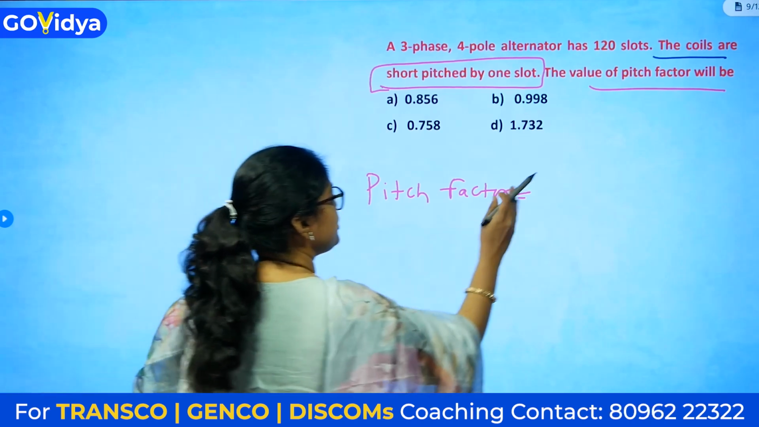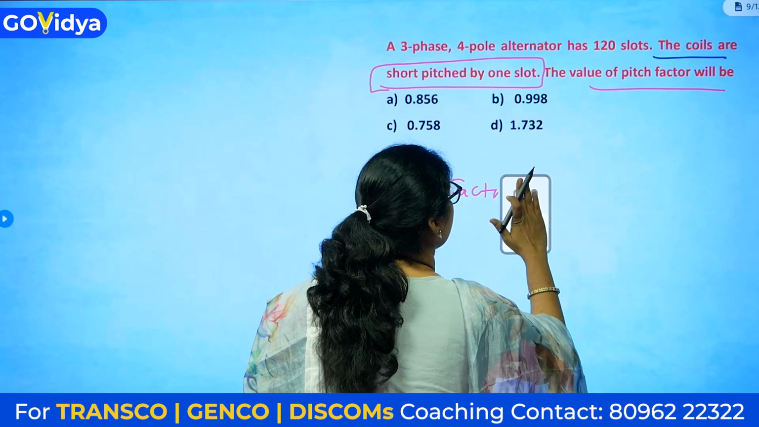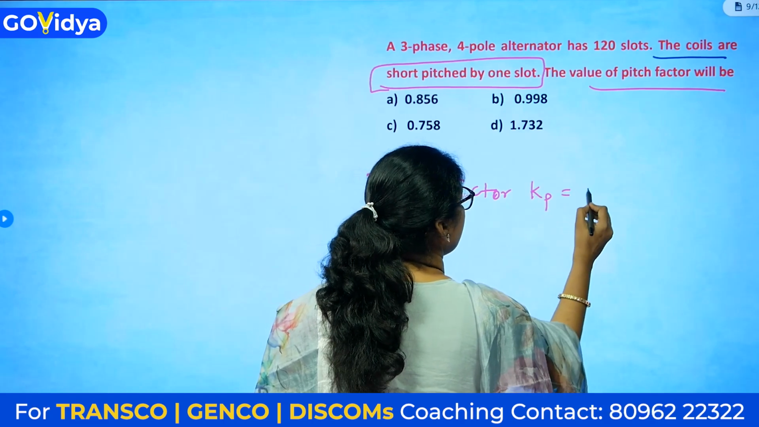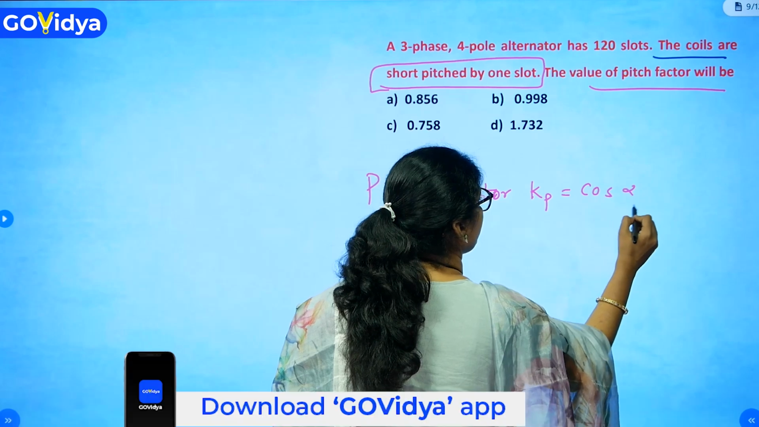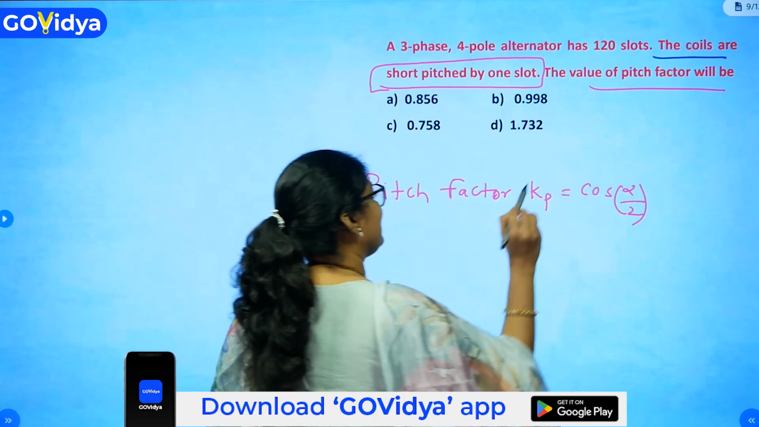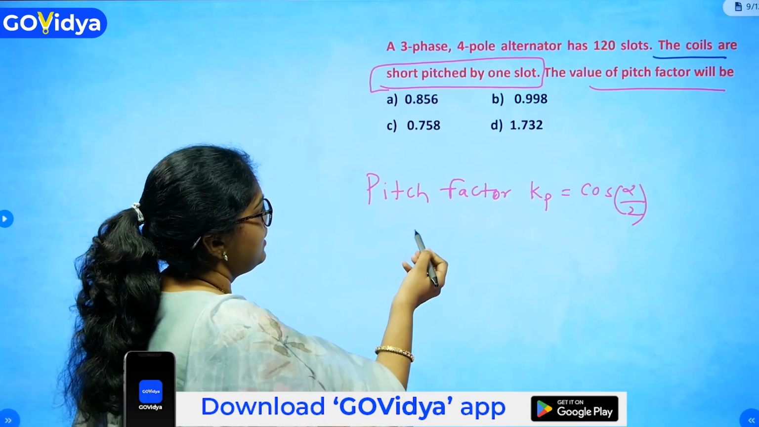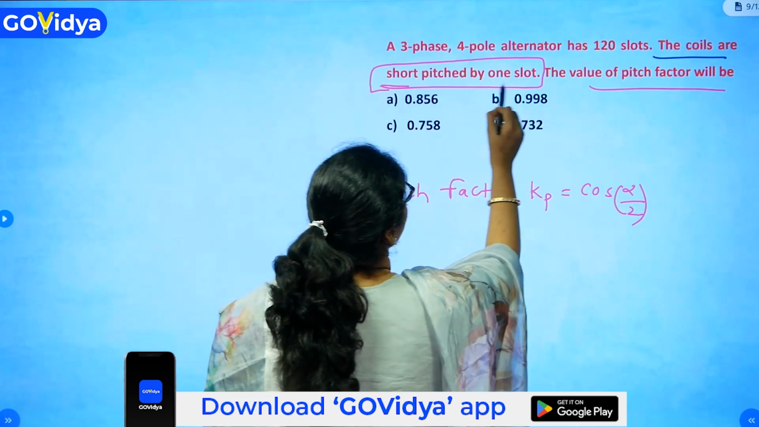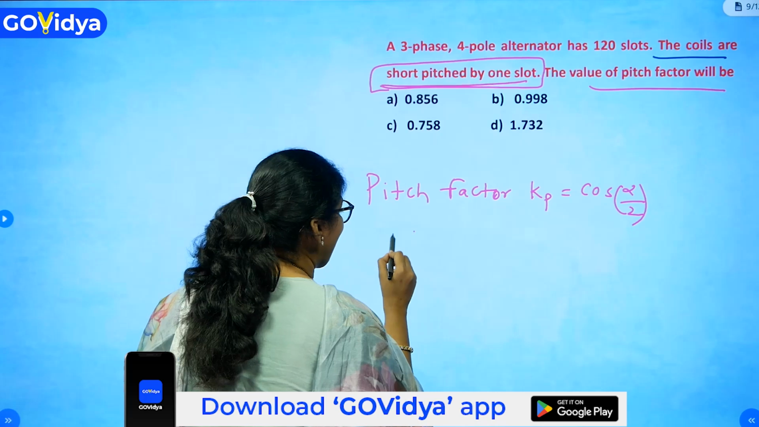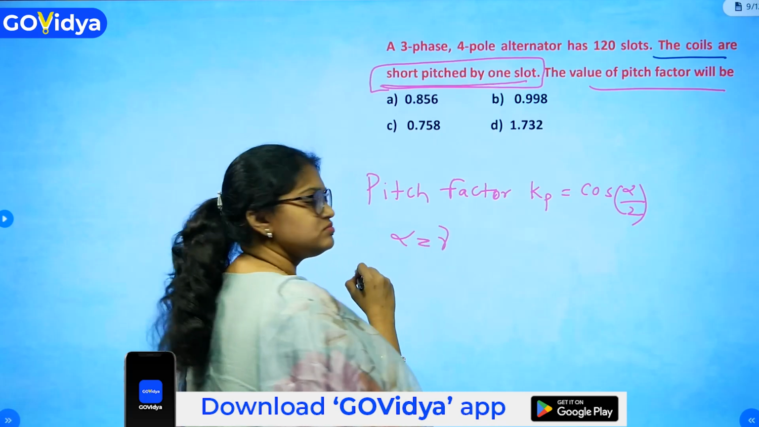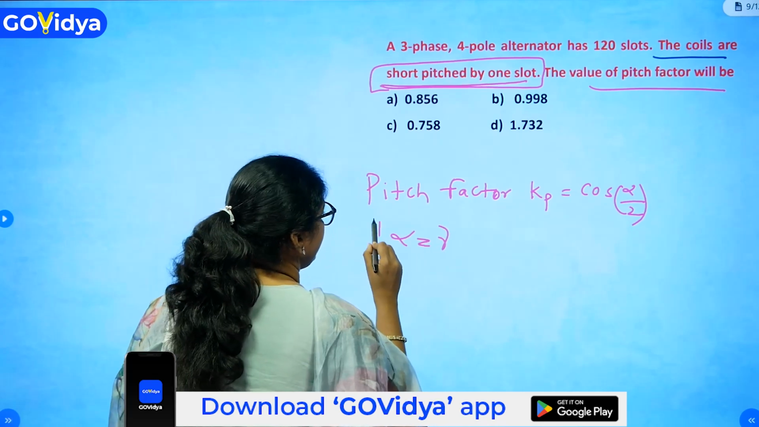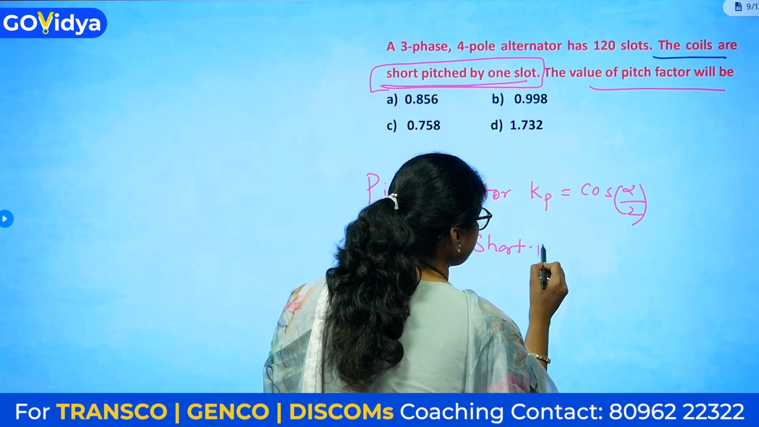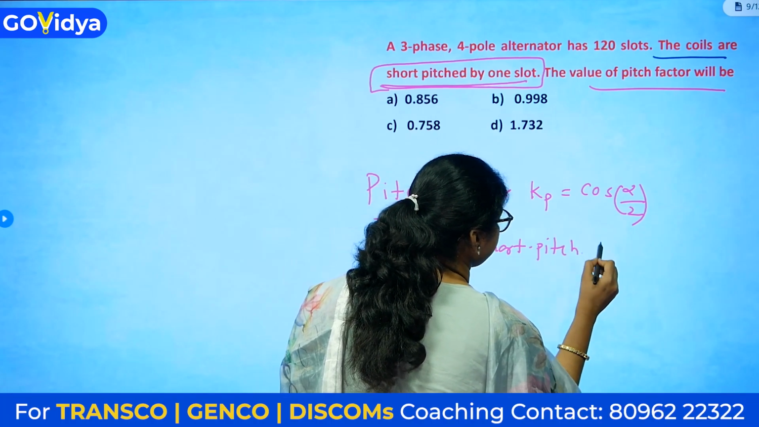So pitch factor is denoted by the letter Kp, and Kp is equal to cos alpha by 2. But to calculate the alpha, I have to know the coil span, everything I have to know. But in the question, it is short pitched by one slot. So I can write alpha is equal to gamma, as it is short pitched by one slot.